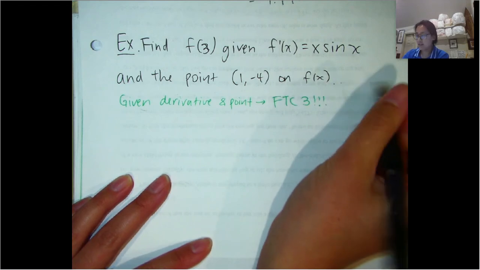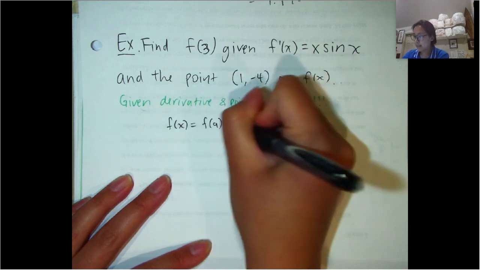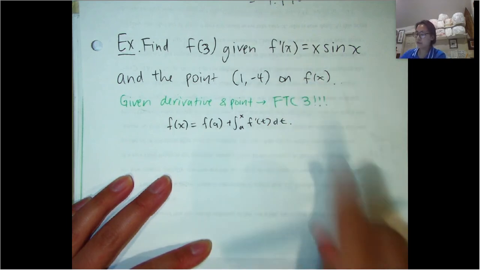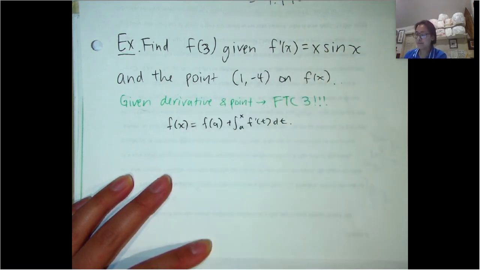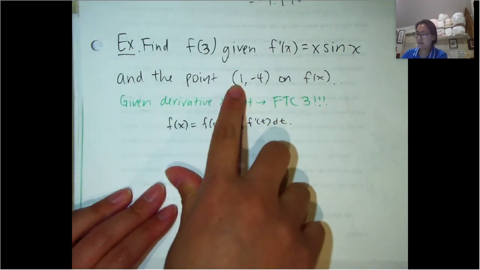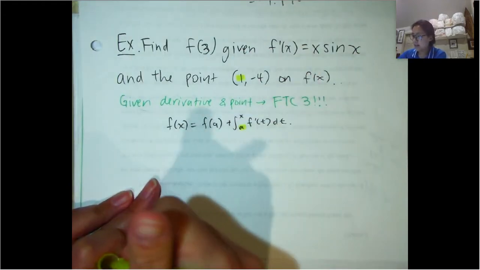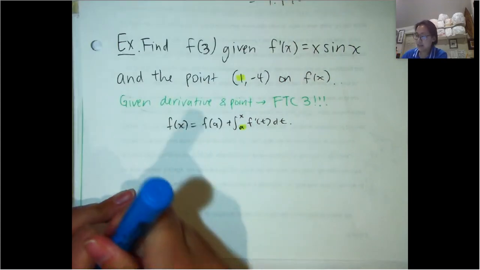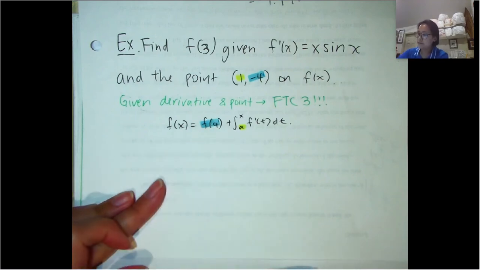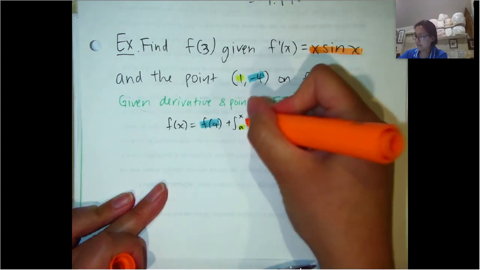So FTC3 states that f of x equals f of a plus the integral from a to x of f prime of t dt. So we will just go ahead and plug each of these things in. So the point a comma f of a, that's 1 comma -4. So we should be plugging this 1 into the a. We should be plugging in the -4 into f of a. And then this f prime of x should be plugged in for f prime of t.